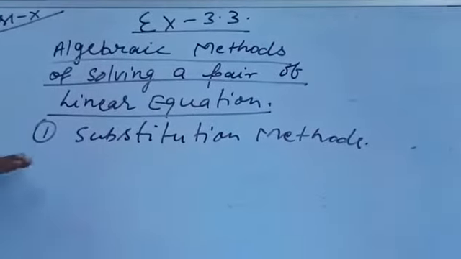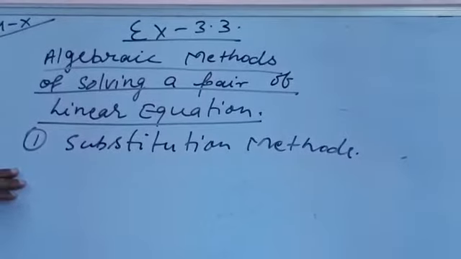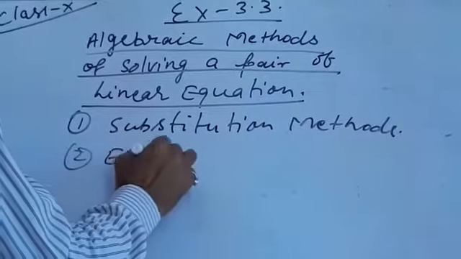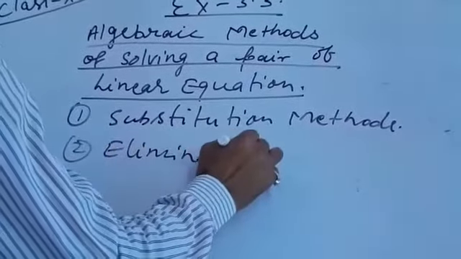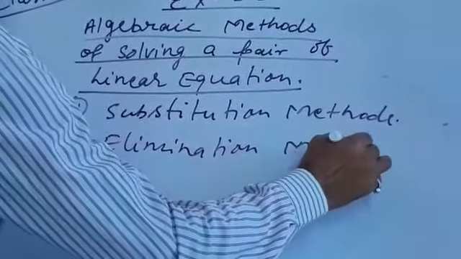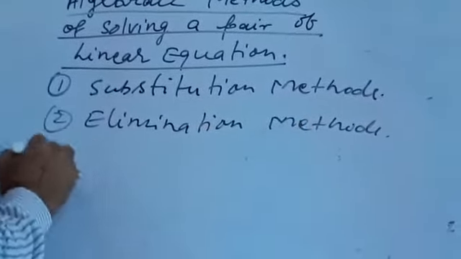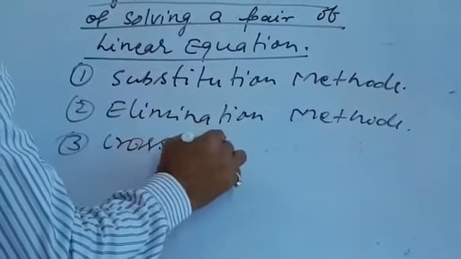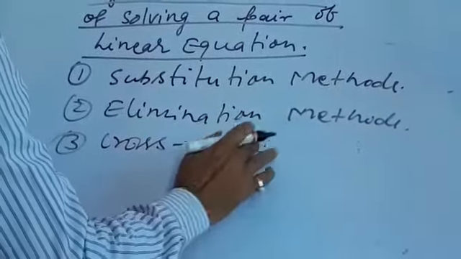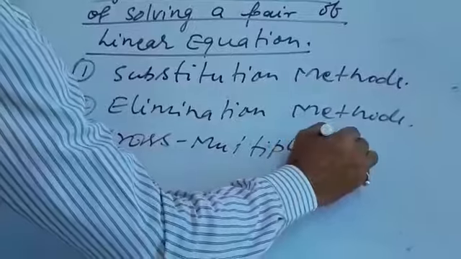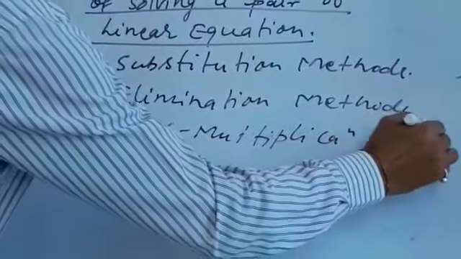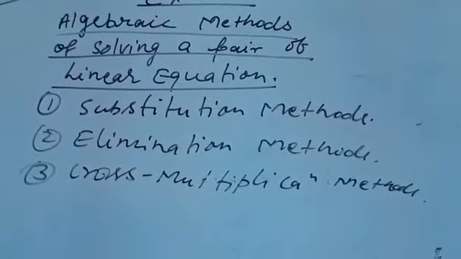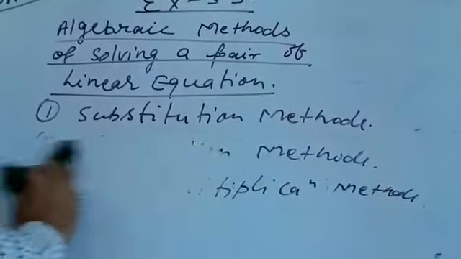By the substitution method also you can solve. This is also called algebraic. The second one is the elimination method, and the third one is the cross multiplication method. These three methods are the algebraic methods that we use to solve a pair of linear equations in two variables. So to begin with, the substitution method.